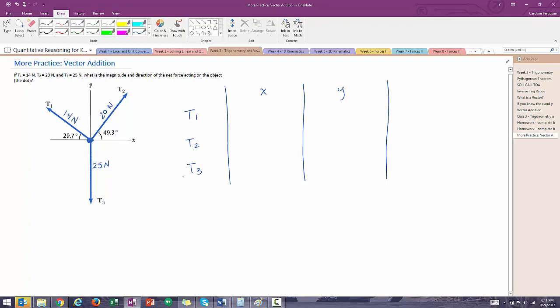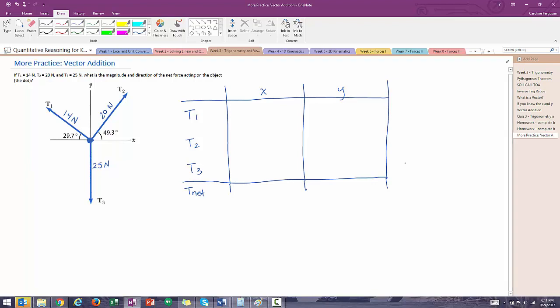And the question asks me to find the net force. So net force means the total or the sum. So that means they want me to add those three forces. So I'm just going to write T net for net tension or net force. And that's the same as doing T1 plus T2 plus T3.